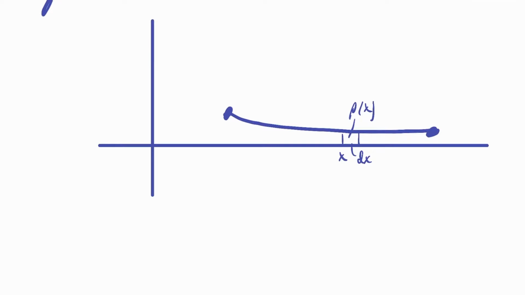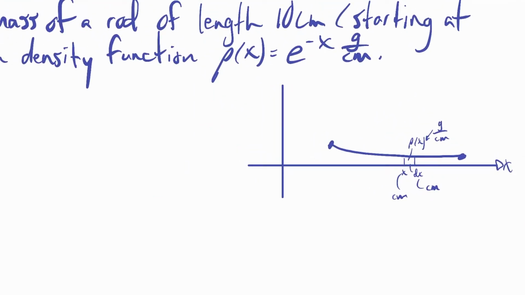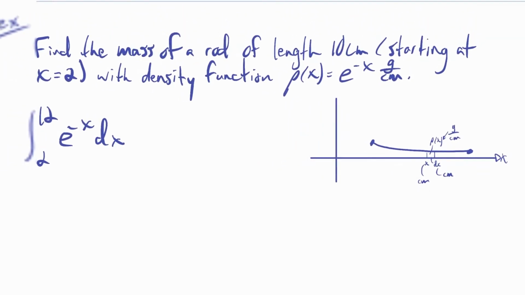So rho of x is in grams per centimeter. X is a position along the axis, so this is in centimeters. Dx is a distance along that axis, so this is also in centimeters. What I want you to think about is the units involved, because the units can really help in setting up your integrals when we get to the later, more complicated problems.